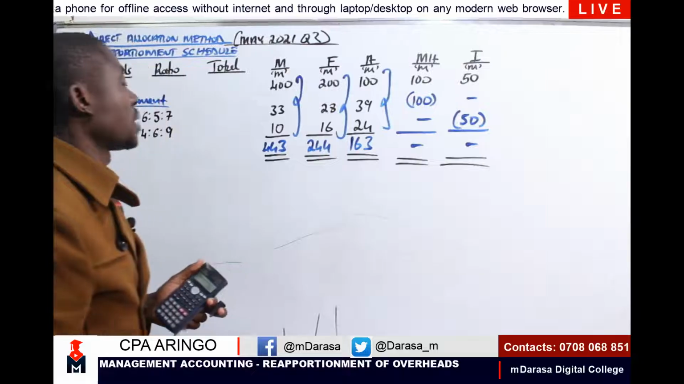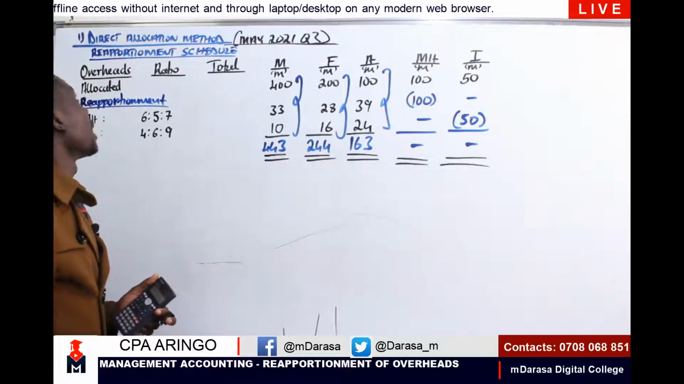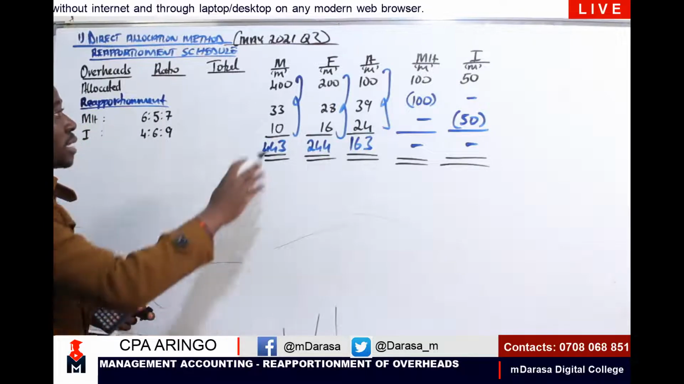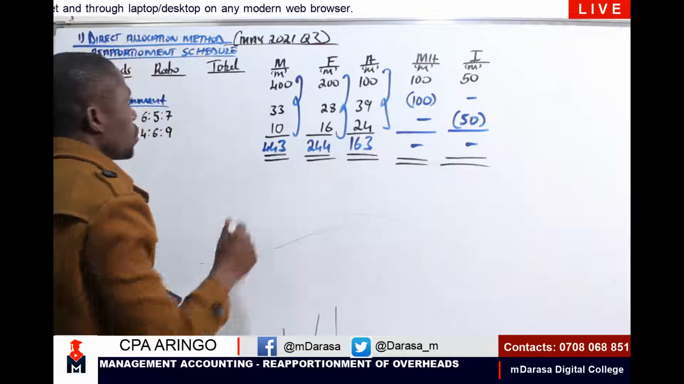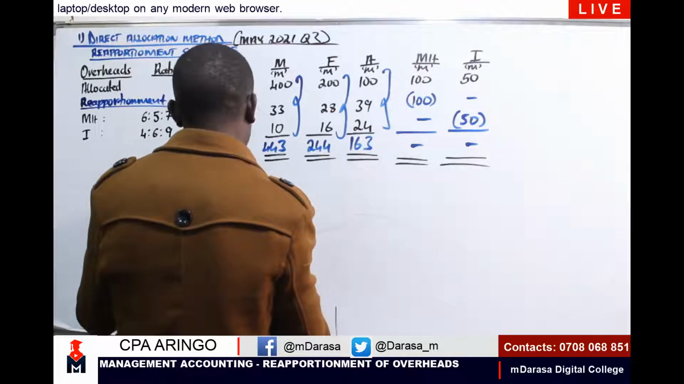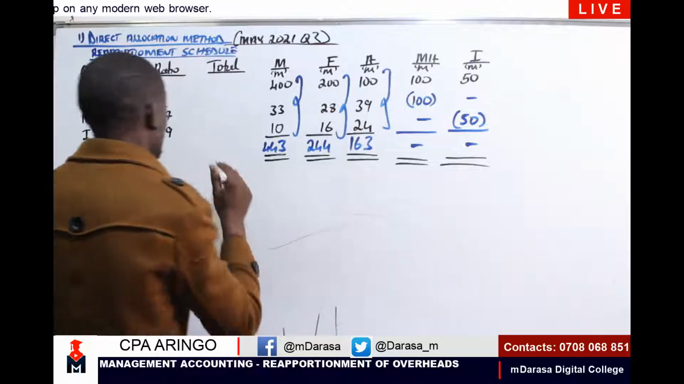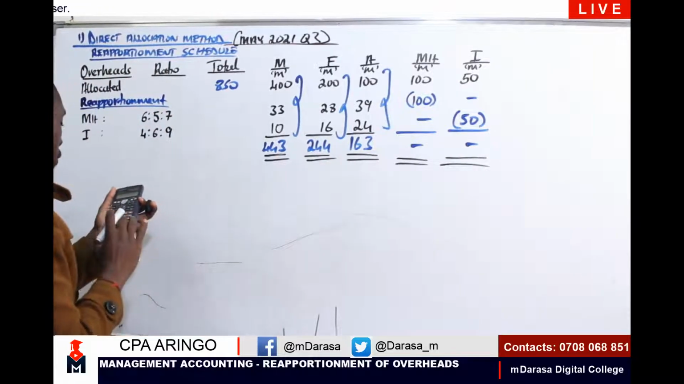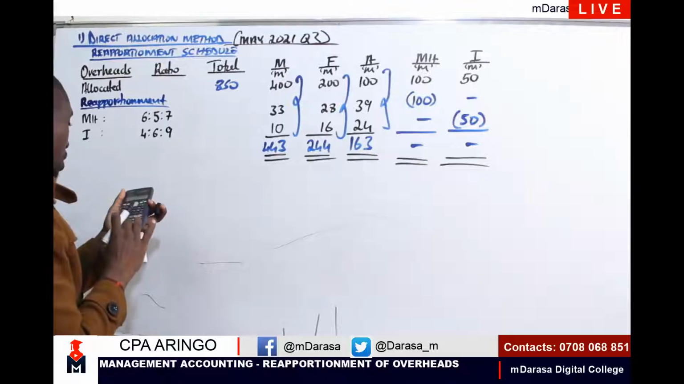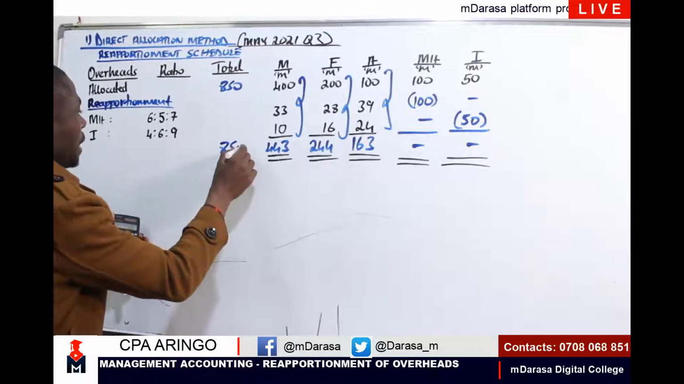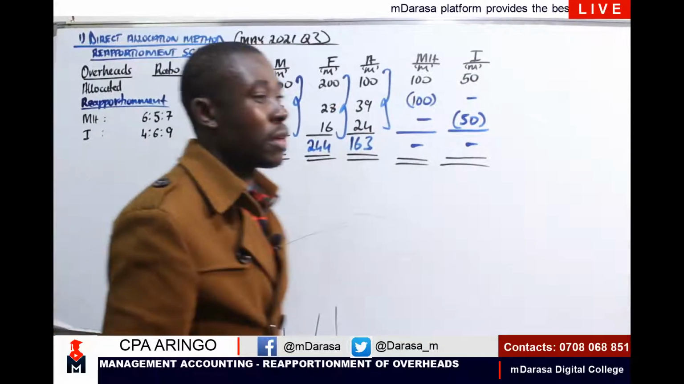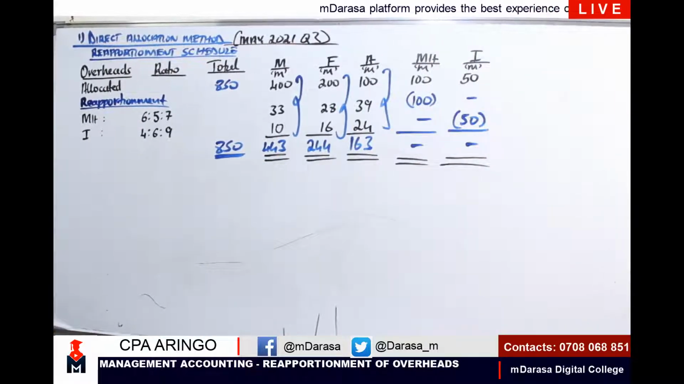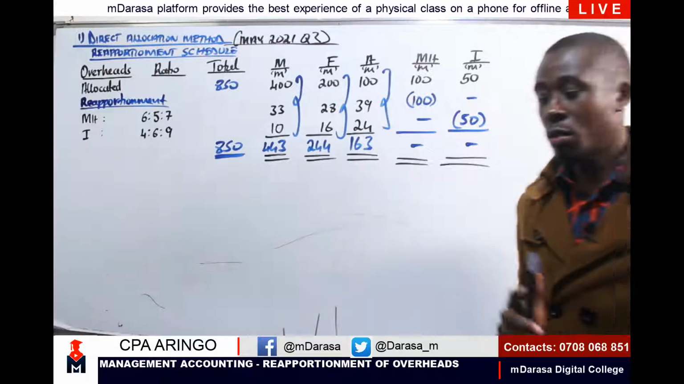So in that case, I am done with reapportioning using our direct allocation method. The summation of this should give us the initial summation, which was how much? 400 plus 200 plus 250, which gave us 850. If I add what we reapportioned, 443 plus 244 plus 163, it should give us the same 850, what we had at the beginning. So whatever we've done there is we have reapportioned our service departments using the direct allocation method. Very important to note.